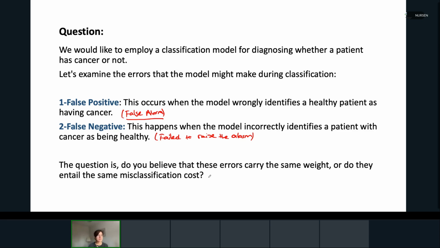So depending on the business problem, we generally have errors where they have different weights. And that's the reason accuracy is not a good measure. We need to consider problem-specific evaluation techniques.